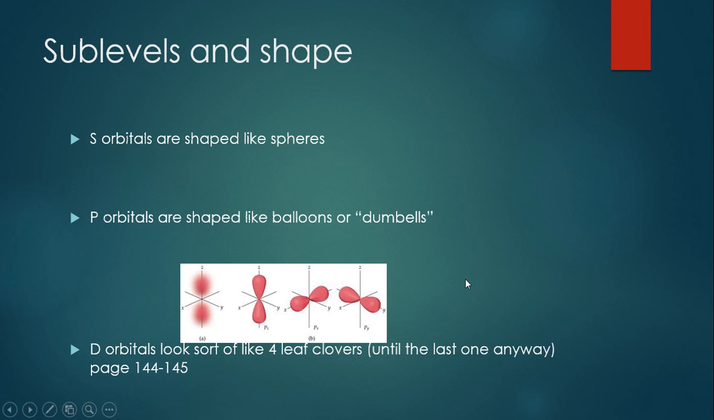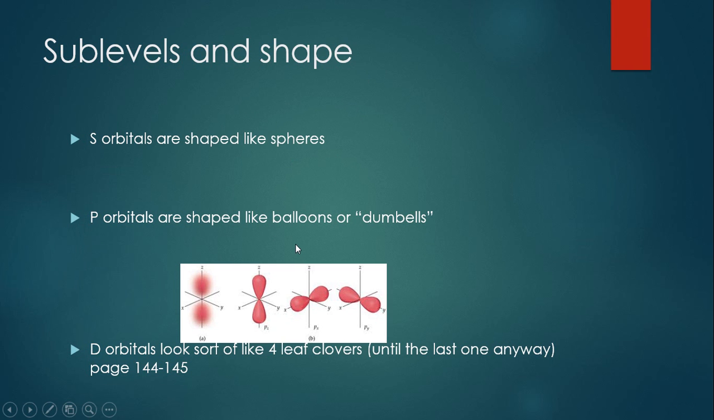You might be asking, well, what do these sublevels look like? So S sublevels are shaped like spheres. So when we did that lab where you dropped the marble, I forget exactly what that was called, you had spherical orbitals.